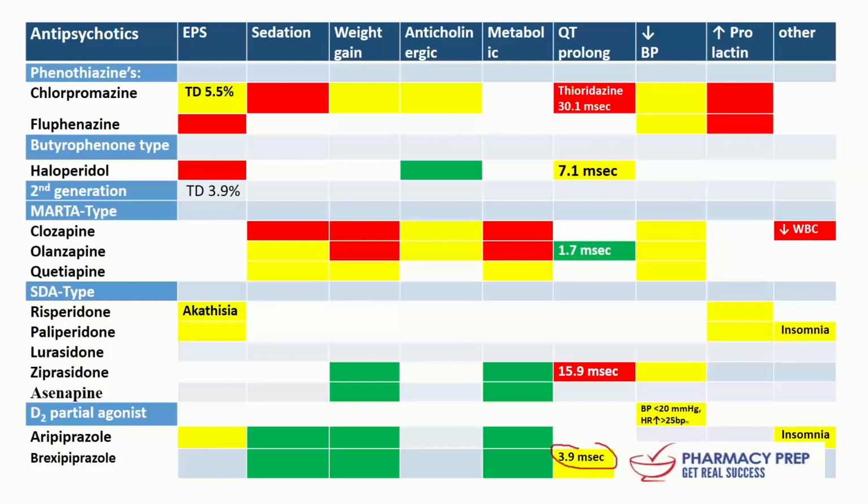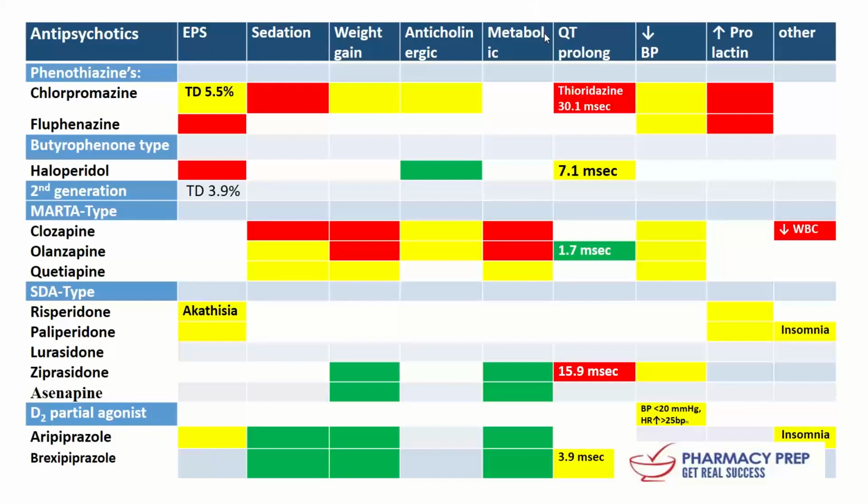Finally, the QT prolongation points: the highest QT prolongation is marked as ziprasidone, the least is olanzapine. Those two are the good points. If you're looking at the first generation, haloperidol is considered the highest QT prolongation drug in this class. Also, chlorpromazine has it, so it is considered higher as well. Those are the few summary points on QT prolongation.